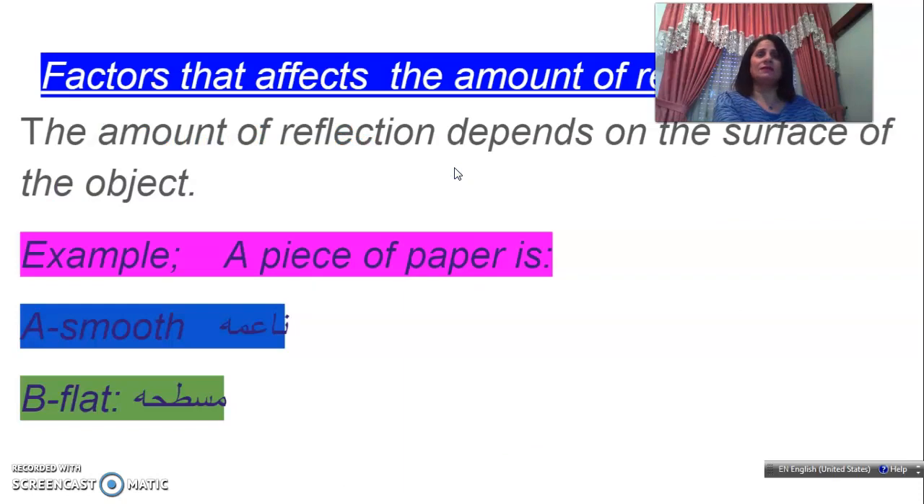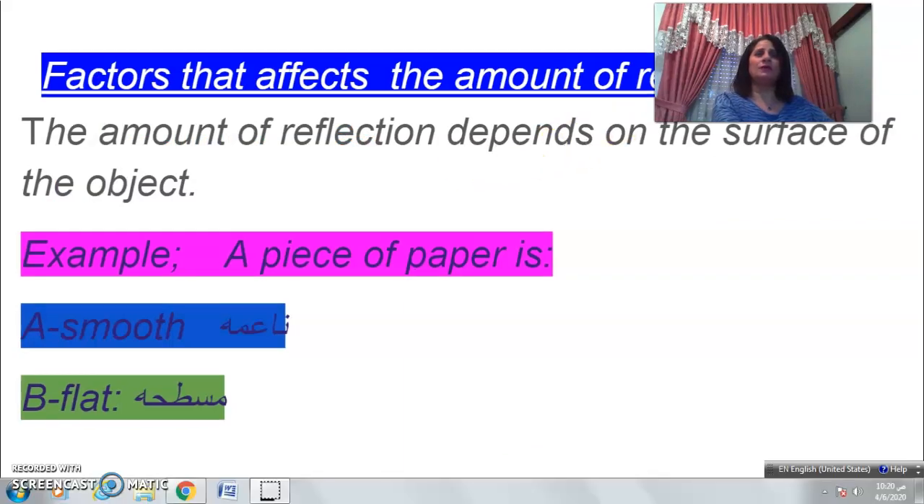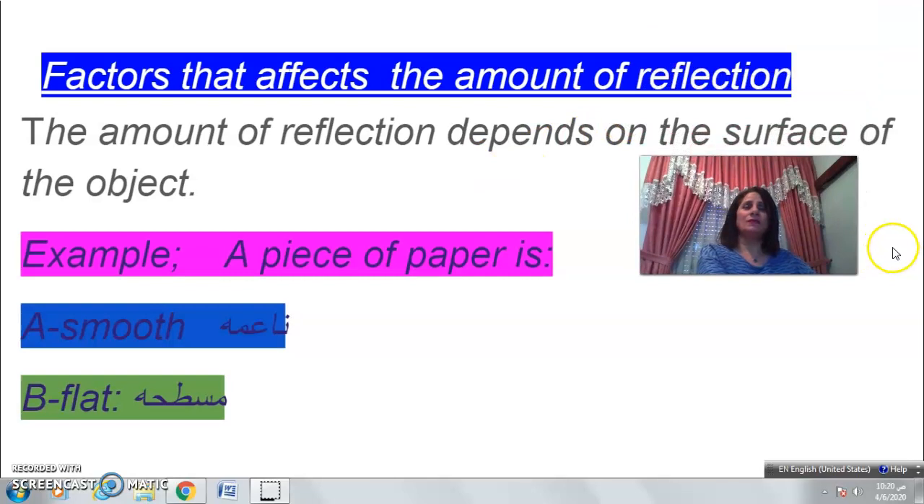Factors that affect the amount of reflection. The amount of reflection depends on the surface of the object. For example, a piece of paper.